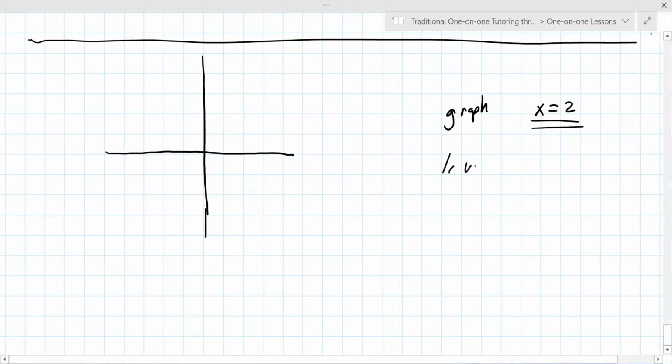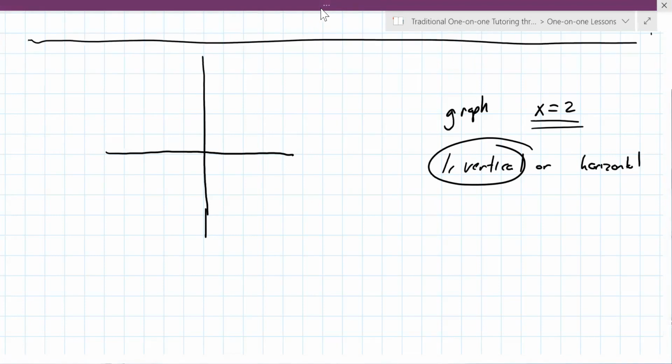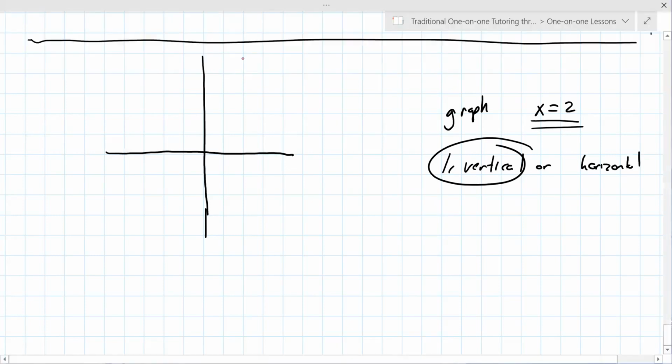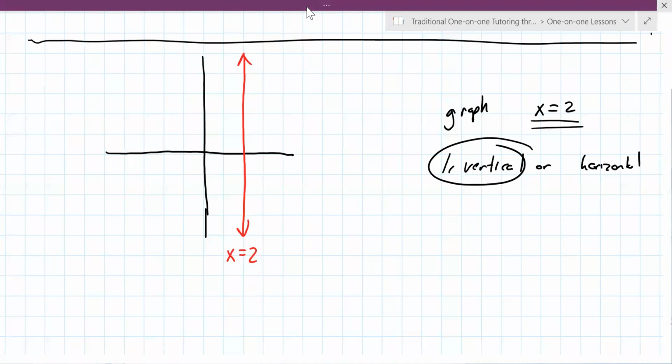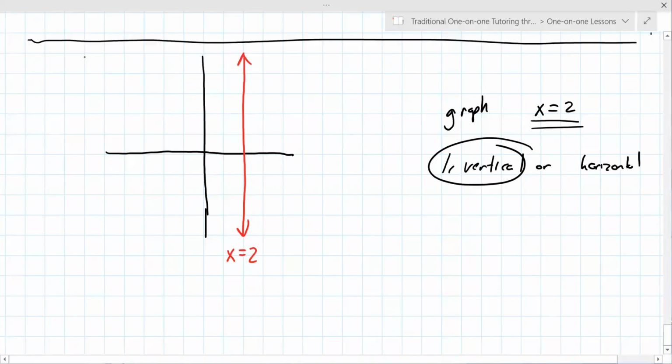So is this a vertical or a horizontal line? It is a vertical. It is definitely a vertical. Absolutely. And what is X always? X is always 2. So let me jump in here and graph this for you. I'll do it in red here. It's a line like this. This is the line X equals 2. Is that what you have on your paper or something similar?